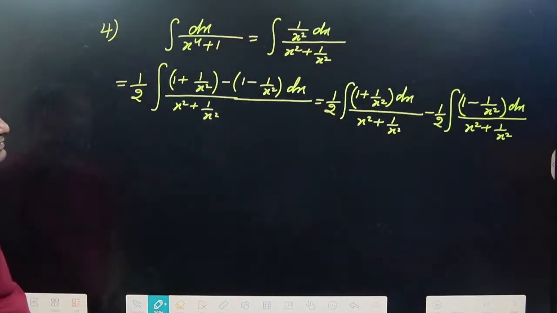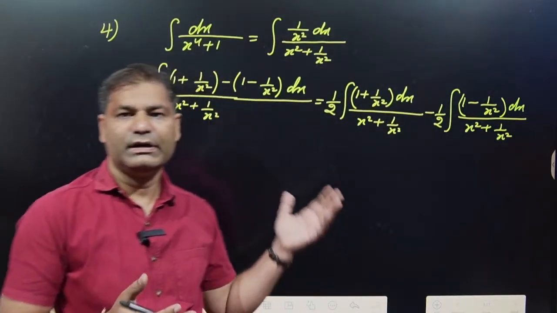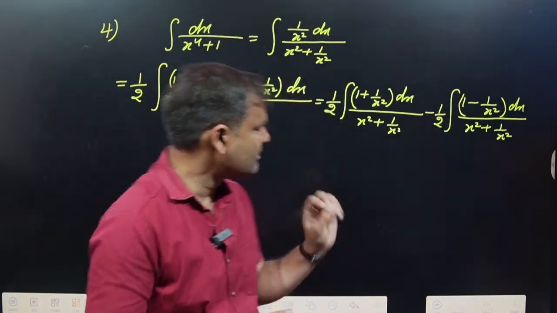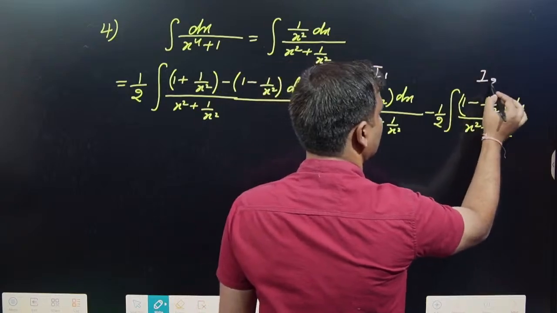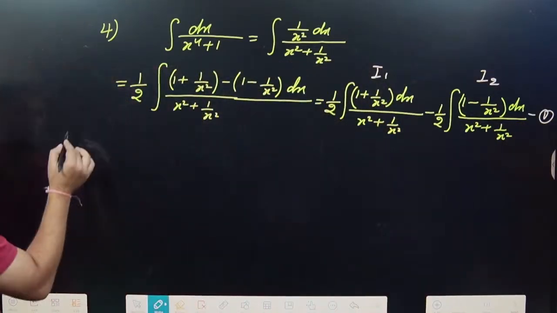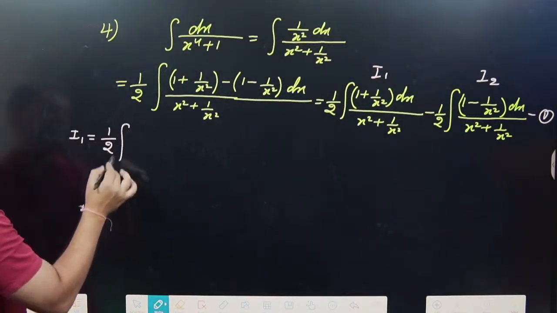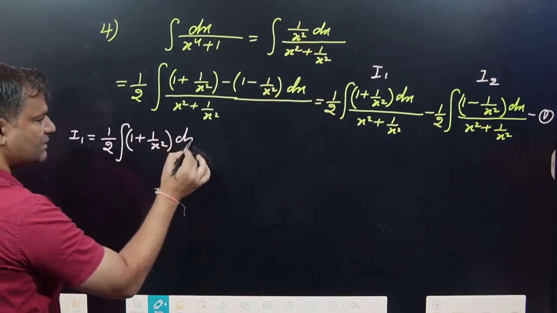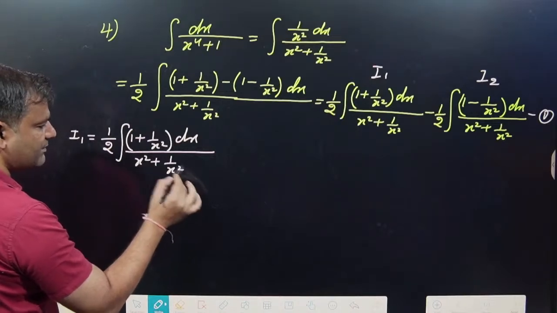Now the next target is how to do it? Very simple. In the first part, which part is taken? x plus 1 upon x. If we face a problem, then take this one as I1 and this one as I2, and this one is equation number 1. Look here, I1 is how much? Basically 1 by 2 into 1 plus 1 upon x square into dx divided by how much? x square plus 1 upon x square.